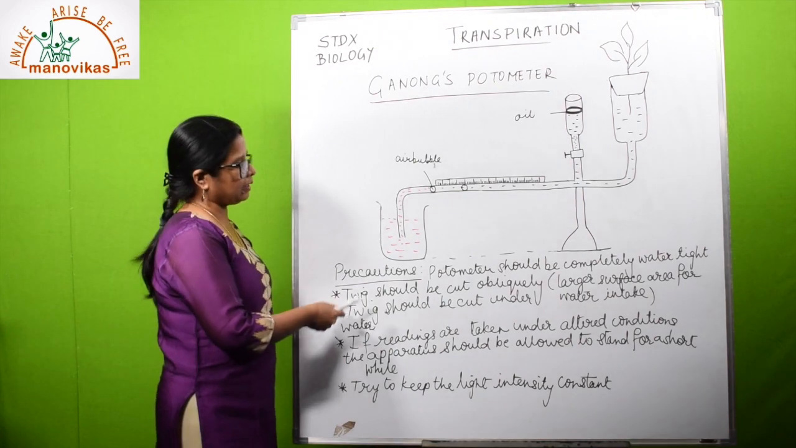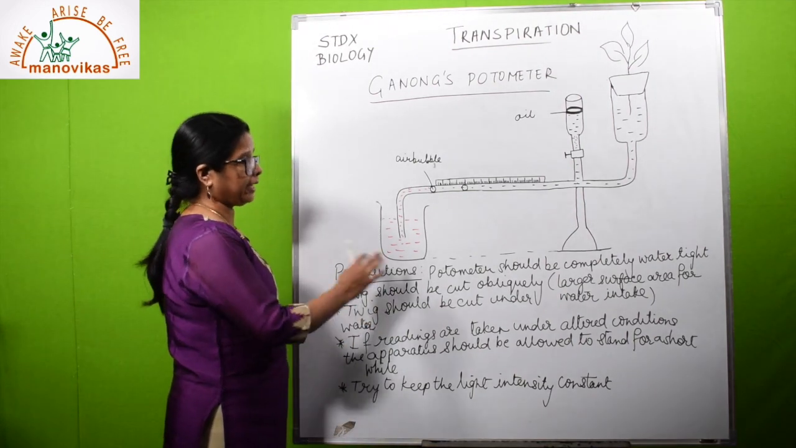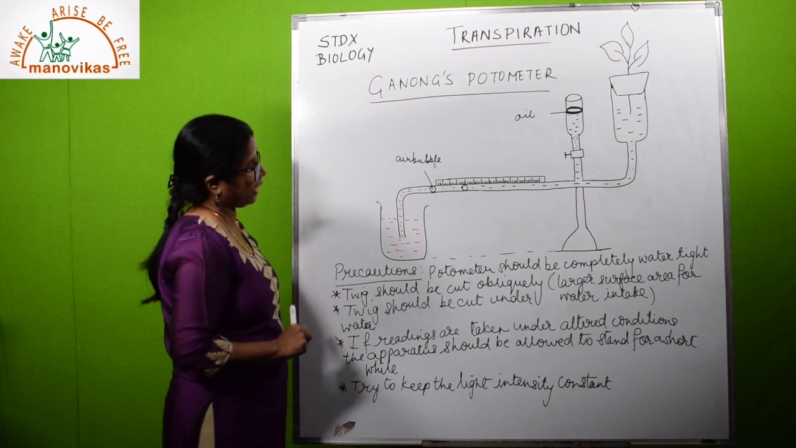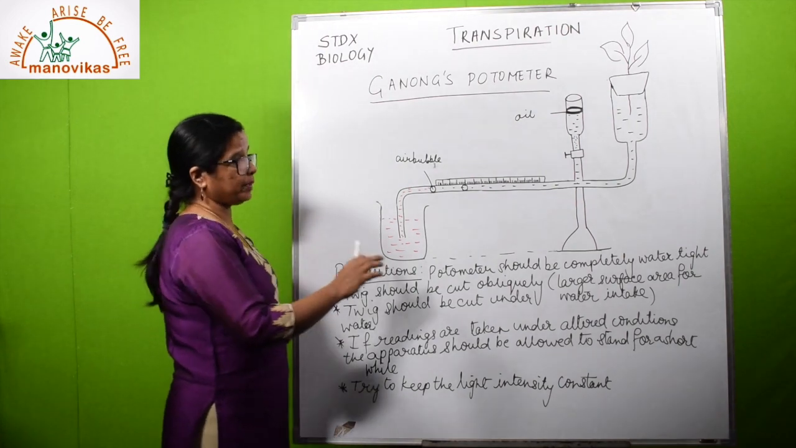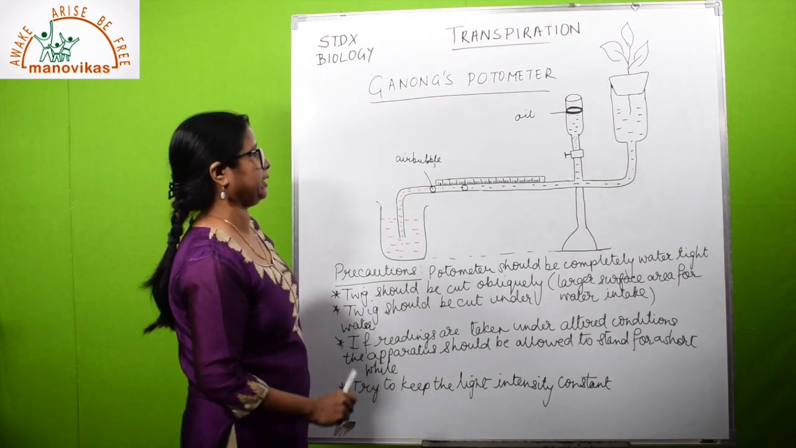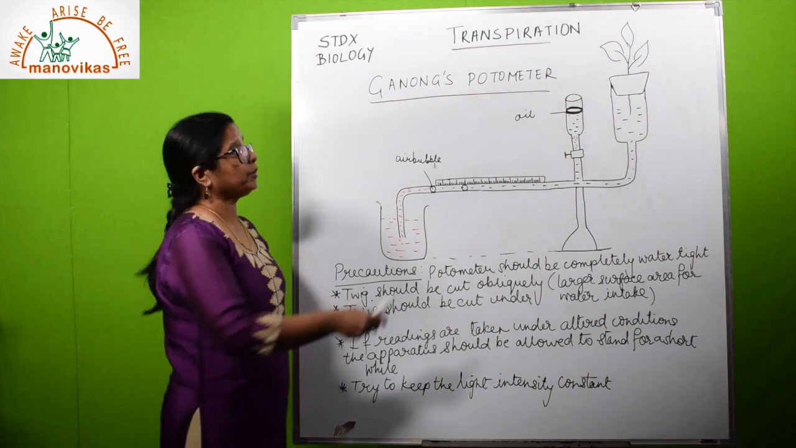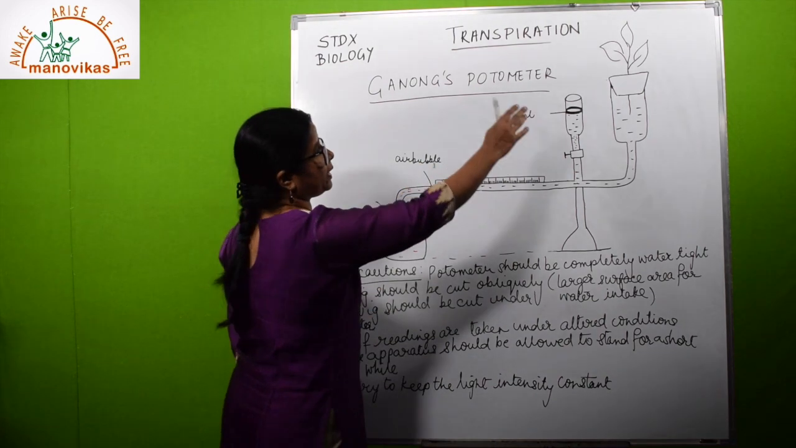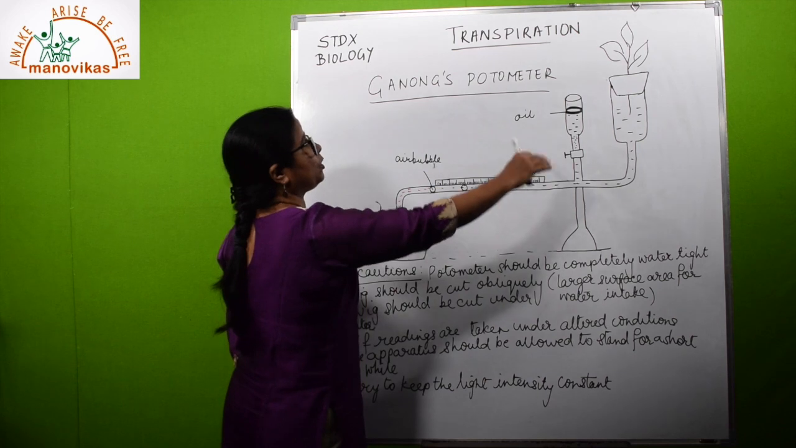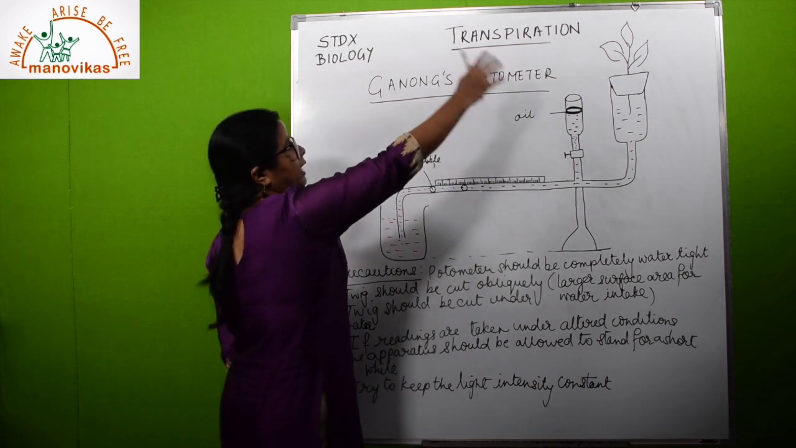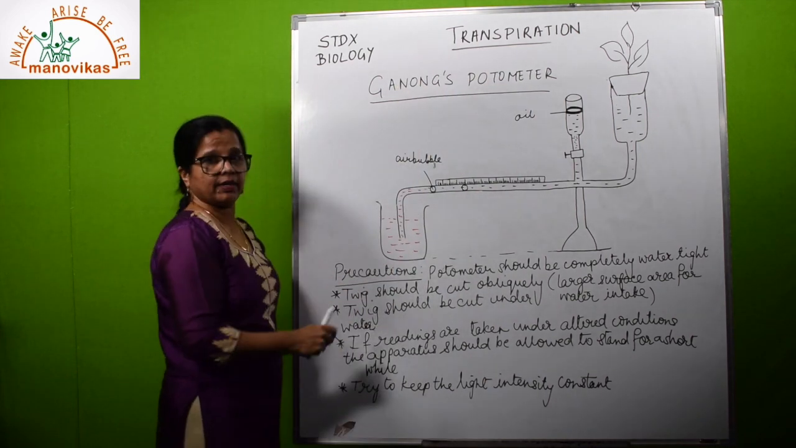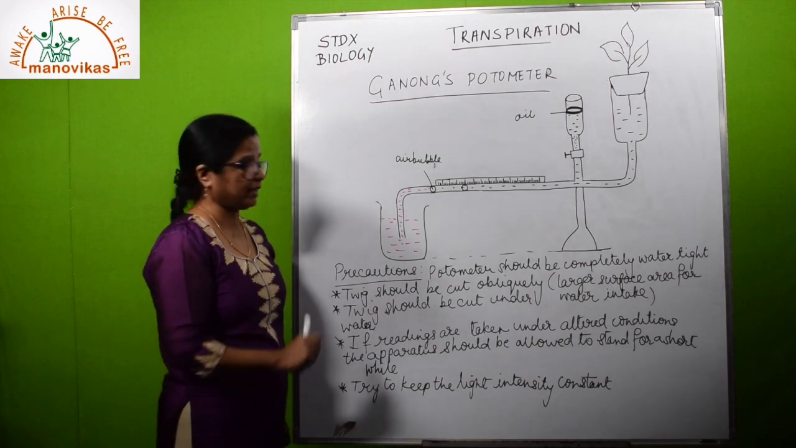Now there are some precautions which we must carry out if we are using the Ganong's potometer. The potometer should be completely watertight. Why should this happen? Because we don't want water to evaporate any other way. We want it only to evaporate through the aerial parts of the plant, otherwise our results will get altered.